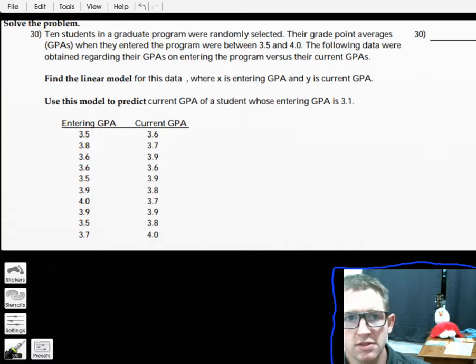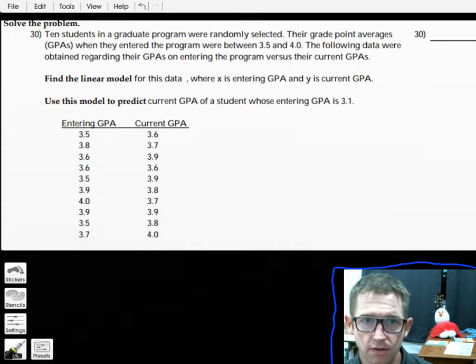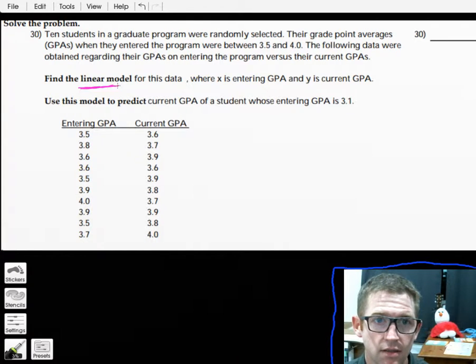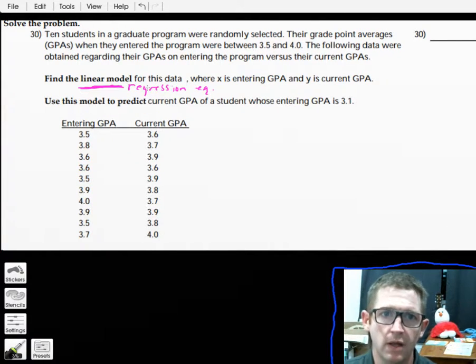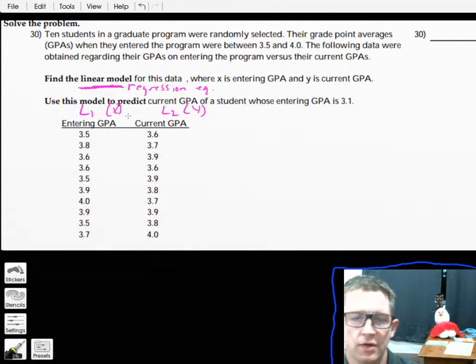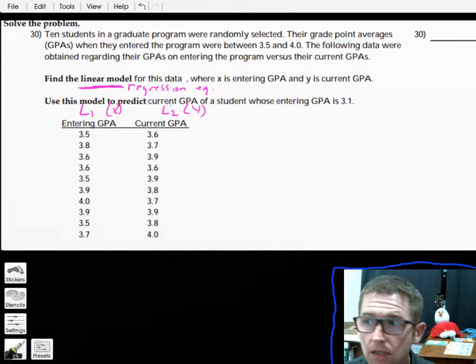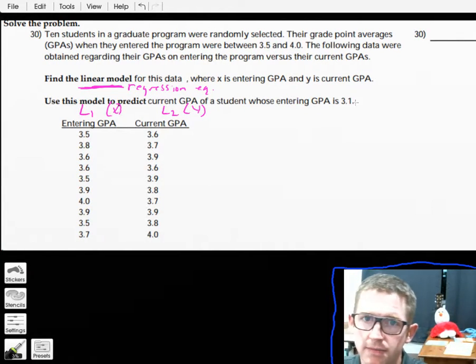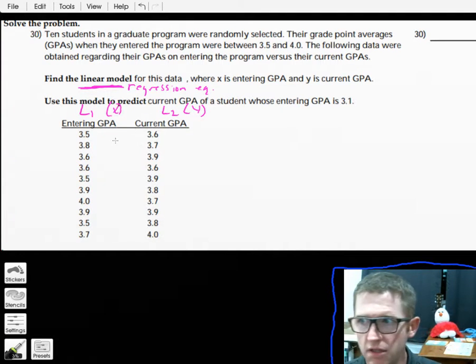So we're asked to do two things. Use the model to find the linear model. Okay, the regression equation, that's a linear model. That's what that is. Where x is the entering GPA, so this is L1, which is x, and then current GPA is L2, which is your y. Okay, and then use that model to predict current GPA of a student who's entering with a 3.1. All right, so we'll do the first part first. Right, find the linear model.